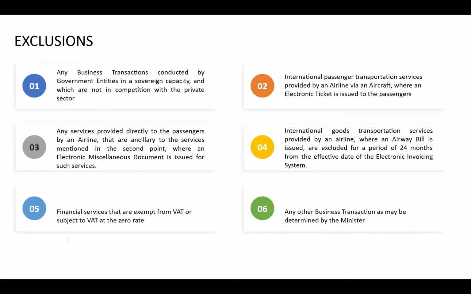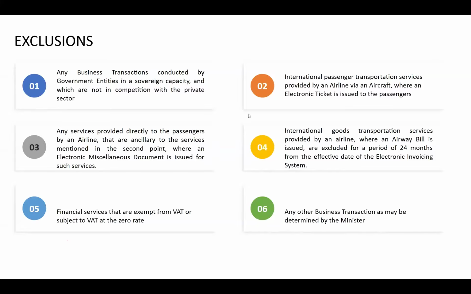Another is the airlines, when they are issuing e-tickets to international passengers, and also for the ancillary services provided by the airlines. Another is international transportation of goods where the airway bill has been issued. So in these cases, e-invoice regulations are not applicable. And the last one is the financial services which are exempted or subject to a 0% tax rate. So to all these businesses, transactions or entities, e-invoice regulations are not applicable.